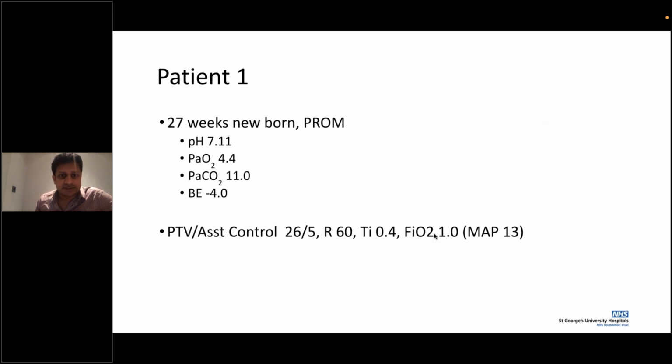So look at this baby. You've got a 27-week newborn baby with prolonged rupture of membranes, and that's your gas. It's an arterial gas. That's your pressure, 26/5, mean airway pressure of 13, and the FiO2 requirement is 100%. Are we worried about this baby? The CO2 is quite high, it's 11, and it's a newborn baby. And there is prolonged rupture of membranes.